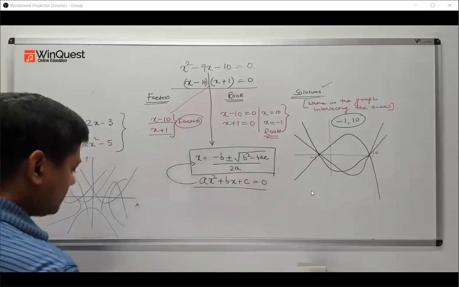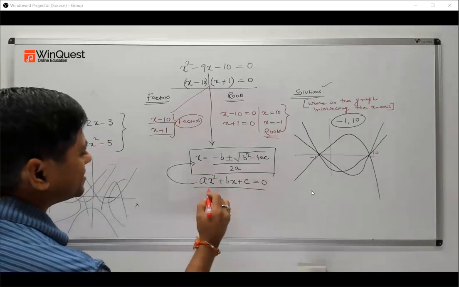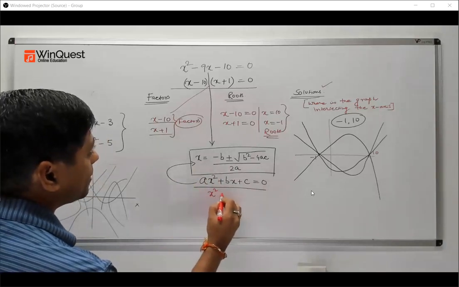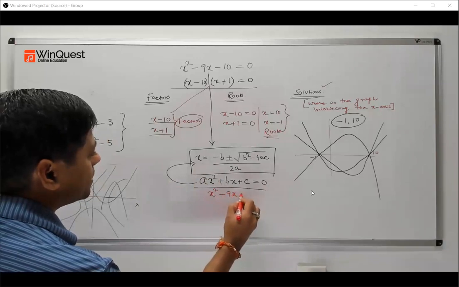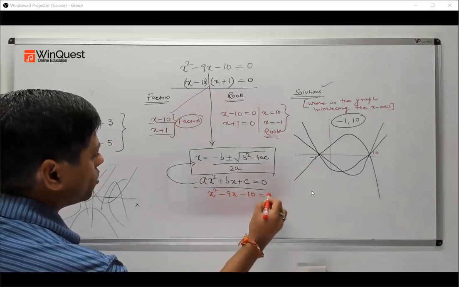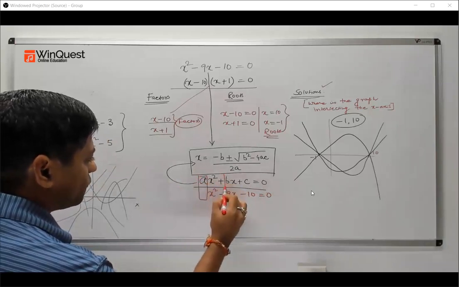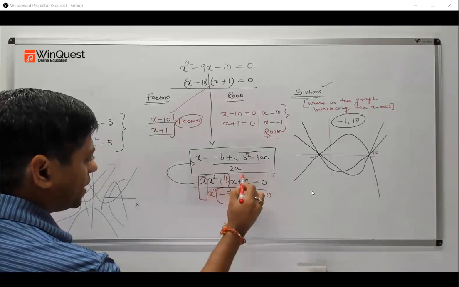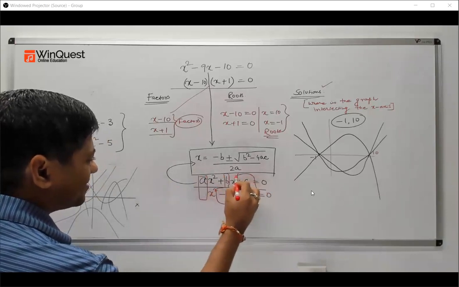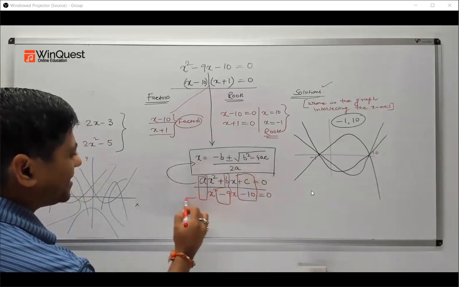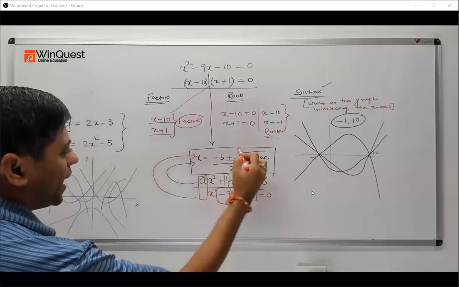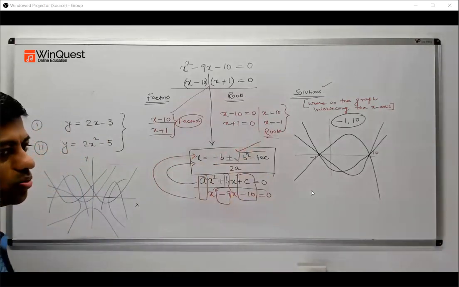So if your equation is x square minus 9x minus 10 equals to 0, the value for a is here, value for b is here, and value for c is here. You have to put that in this formula and you will directly get the roots.